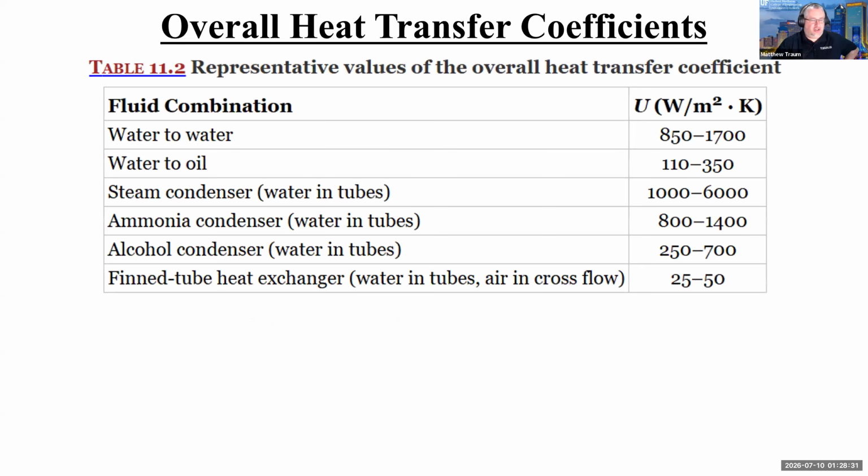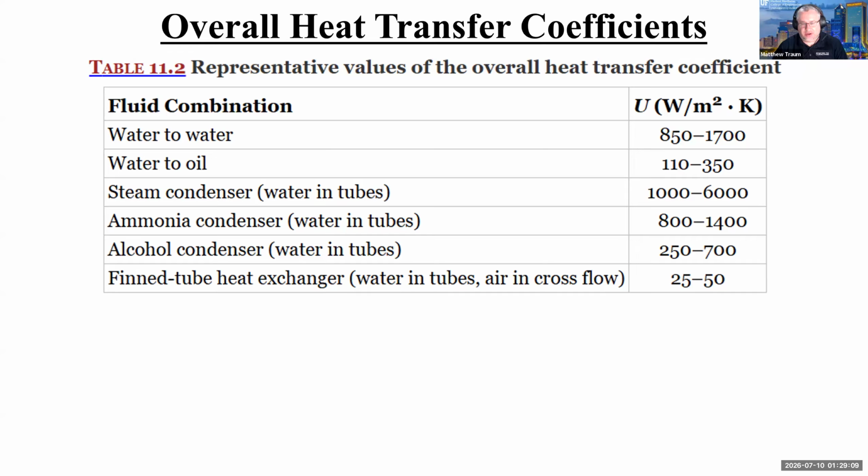Okay, so just like with chapter 1, we want some place where we can get a sanity check to make sure that once we've done the math, the resulting number makes intuitive sense. And so the book gives us table 11.2, representative values of the overall heat transfer coefficient. And so you can see the various fluid combinations: water to water, water to oil, steam condenser with water in the tubes, ammonia condenser with water in the tubes, alcohol condenser with water in the tubes, and a fin tube heat exchanger.